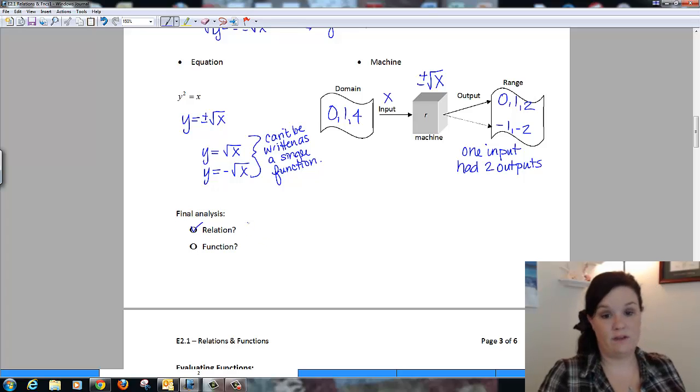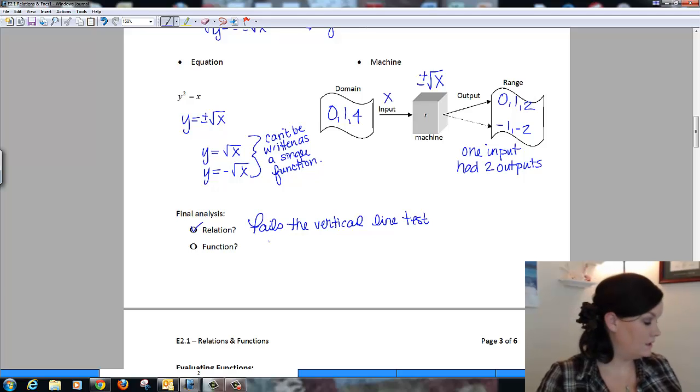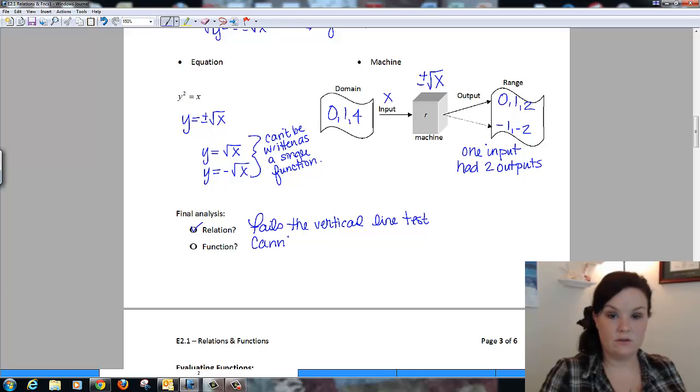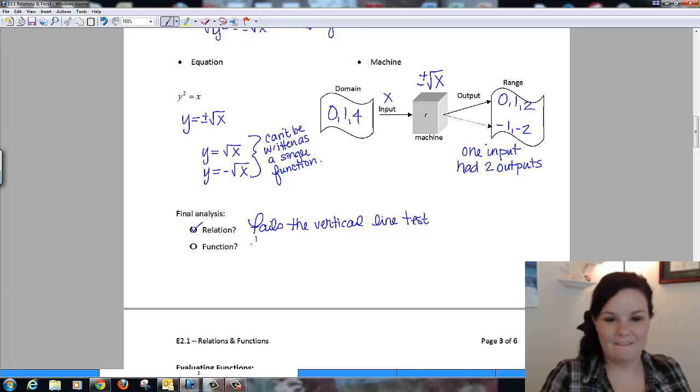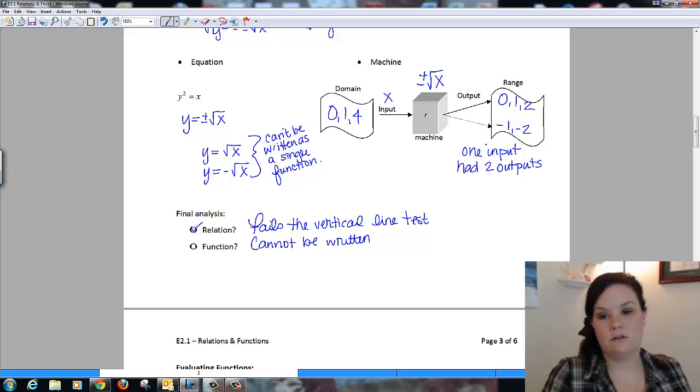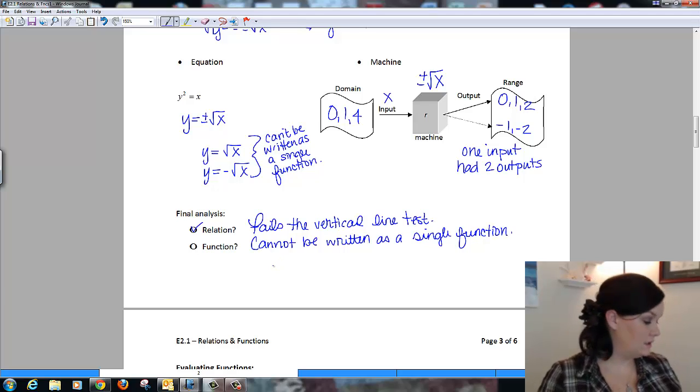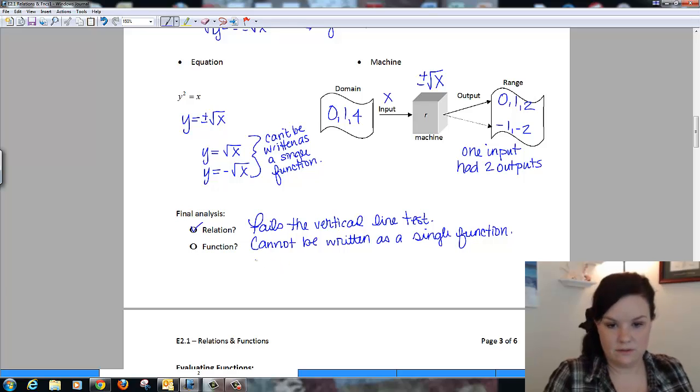One, we know that it fails the vertical line test. We also know that it cannot be written as a single function. Whoa, that doesn't look very pretty. Let me try again. Cannot be written as a single function. Okay, and then our last thing is one input has 2 outputs.